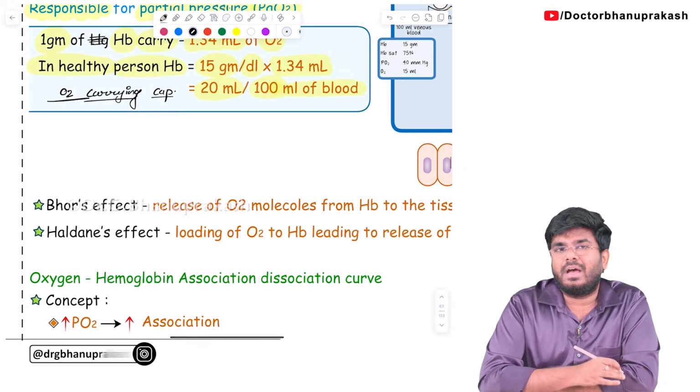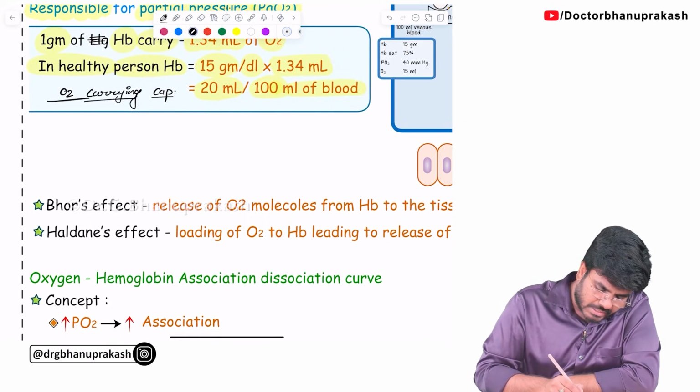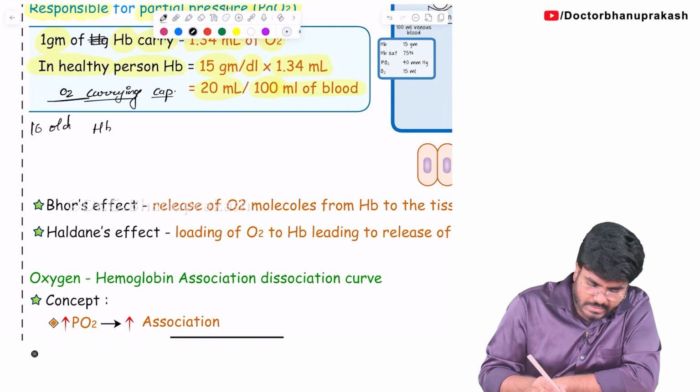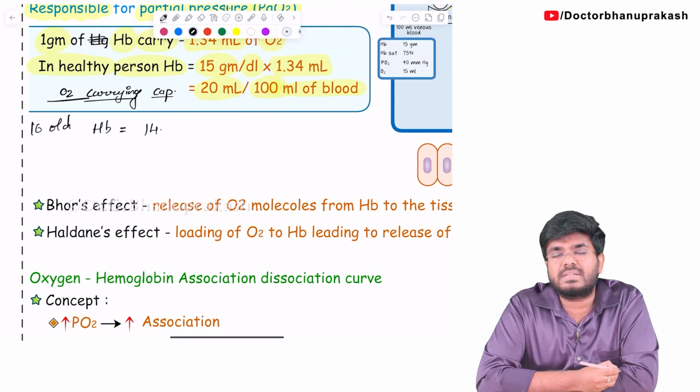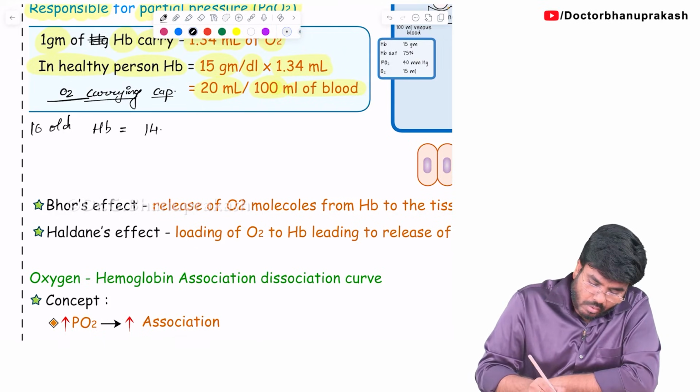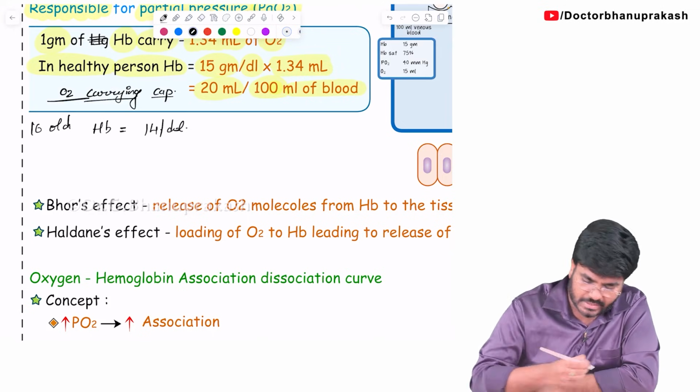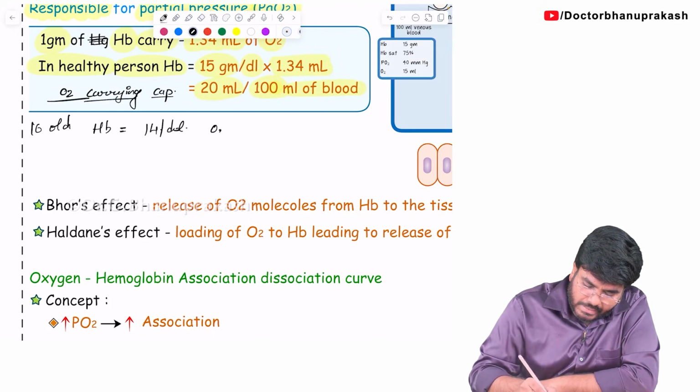Now let me ask you a question. Let's say a 16-year-old boy, his hemoglobin is, let's say, 14 grams per deciliter. That's what I mean, 14 grams per deciliter. What is the oxygen carrying capacity?